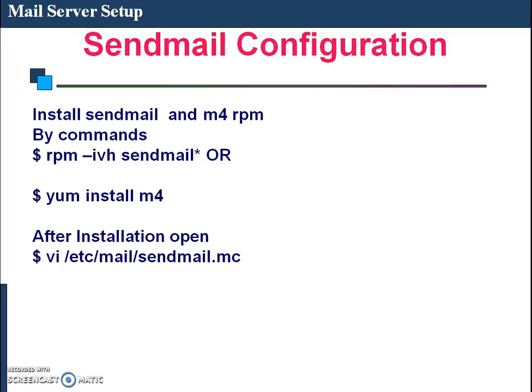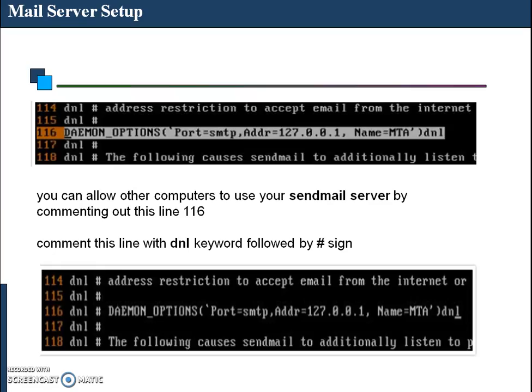Okay, so vi, the path is /etc/mail/sendmail.mc. You will get a file which has a lot of data in it, so you have to just find out what changes you are supposed to do. Don't make any mistake in changing the file, just do it seriously. Okay, so that's the file you have.